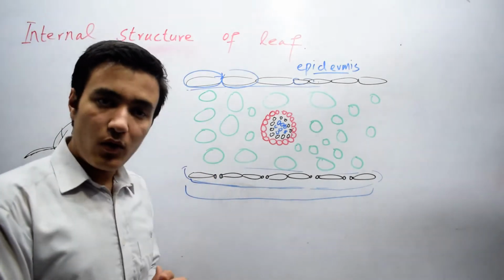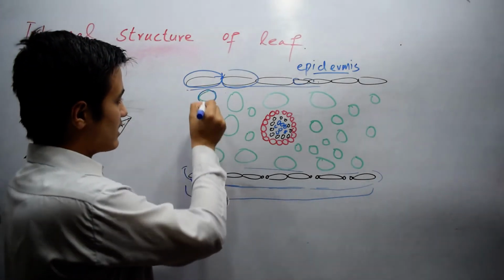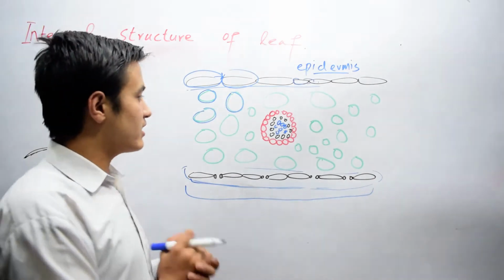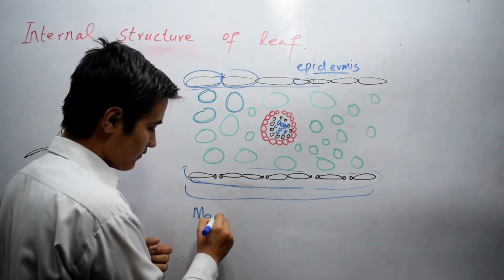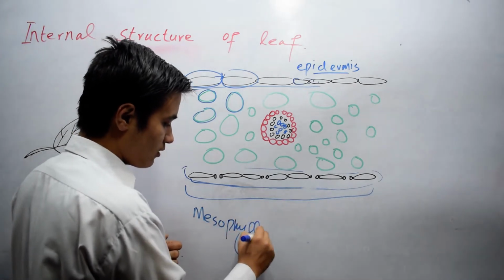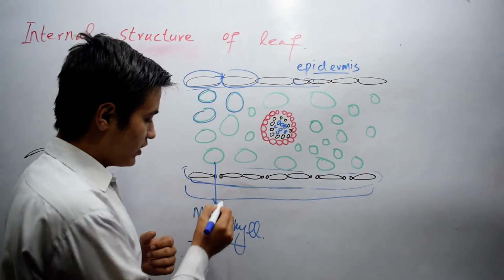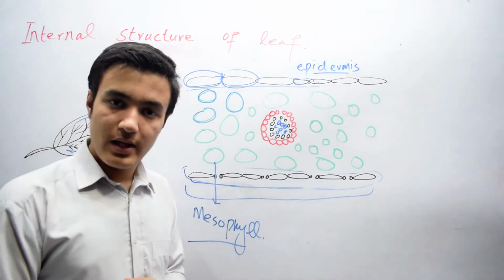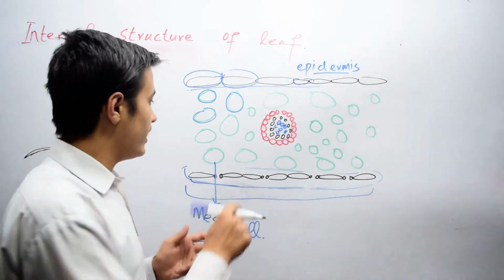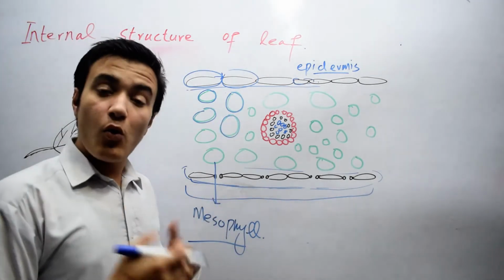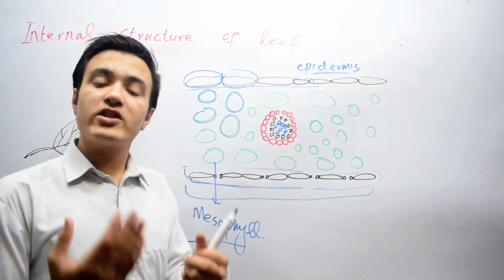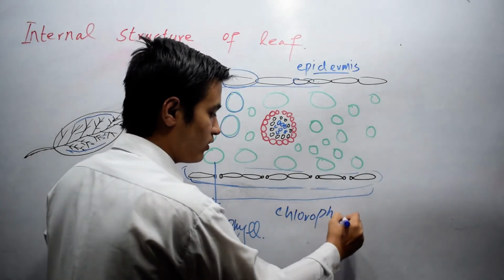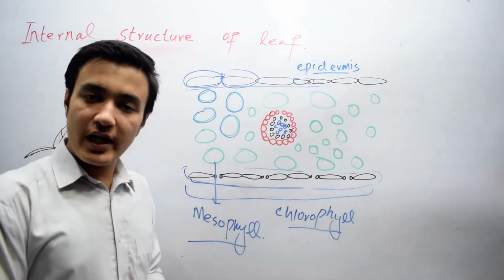Let's move inside more. You can see here these greenish colored tissues which are far away from one another. This is known as mesophyll tissue, which is mostly green in color, and the process of photosynthesis basically occurs here. Why is it green in color? It is green because chlorophyll is present in the mesophyll tissue, and we know that chlorophyll is green.